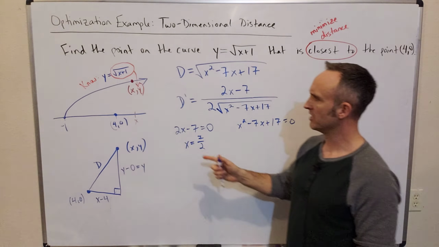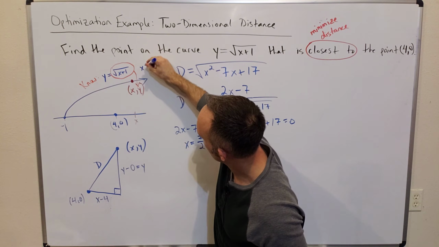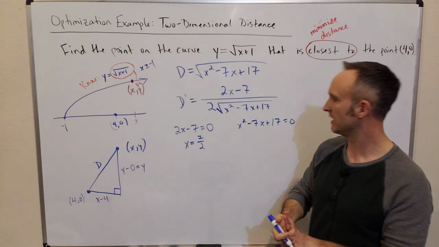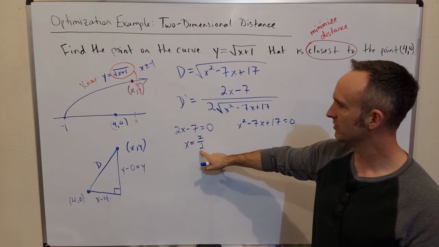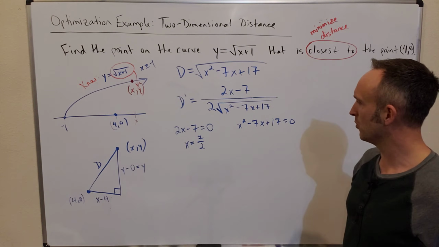Something else to notice here is that x has to be greater than or equal to -1. So we're not concerned with x values less than -1. And luckily 7/2 lies in that region. It's 3.5, right? Just to the left of that 4.